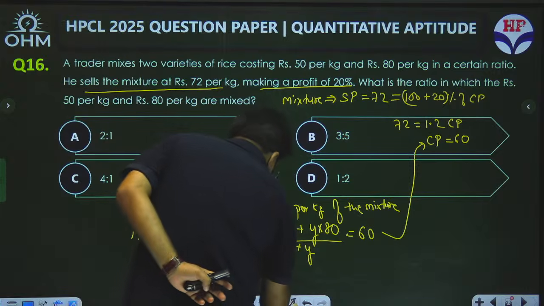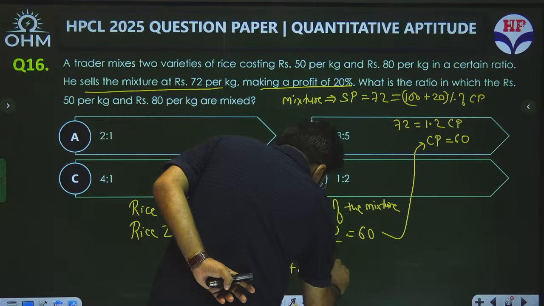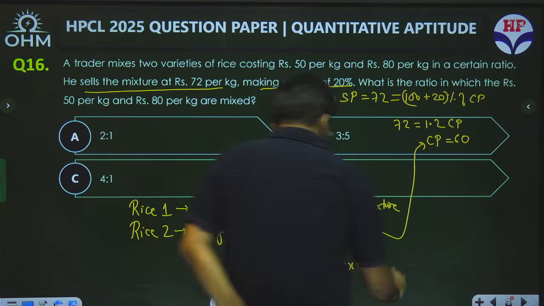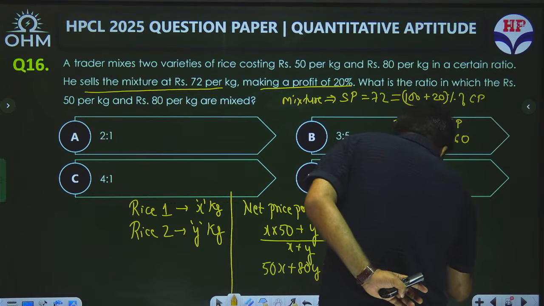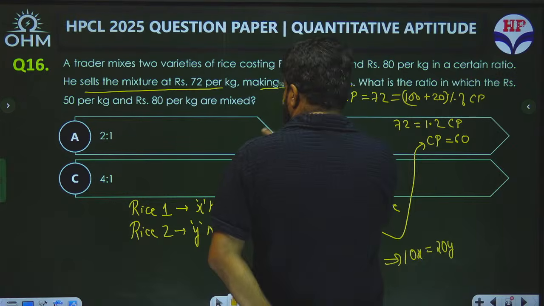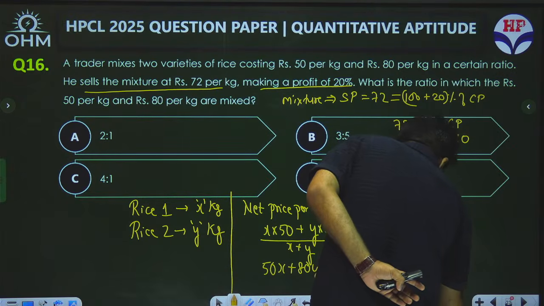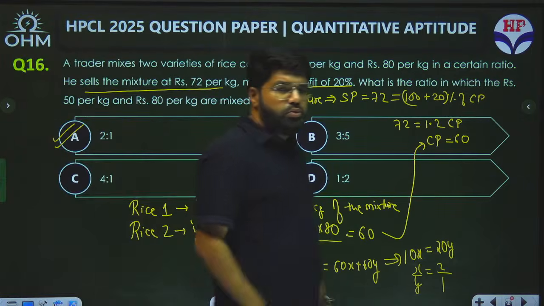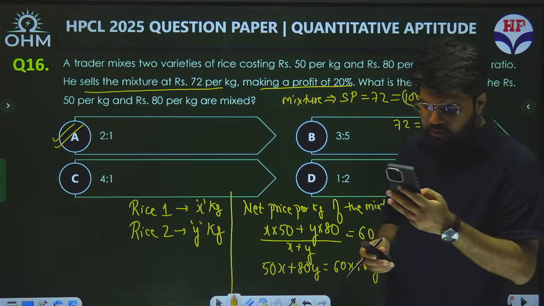So how much is left? That is 50x plus 80y is equal to 60x plus 60y. Solving from here, I have 10x is equal to 20y. I want the rice 1 and rice 2 quantity, that is x by y, which is 20 by 10 or 2 by 1. 2:1 is the correct ratio, option number A. You can let me know if there is any confusion.